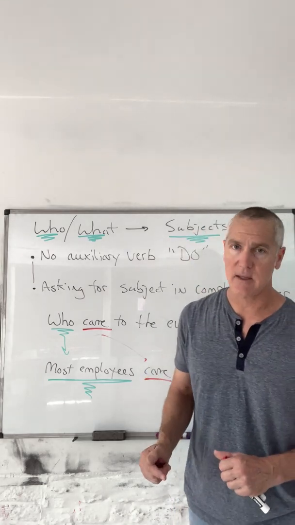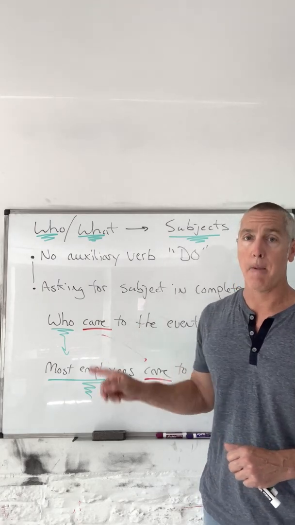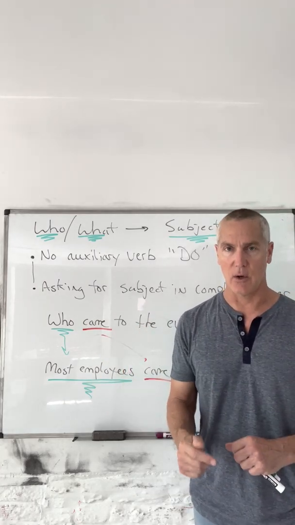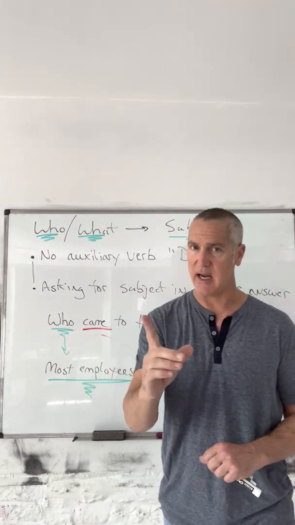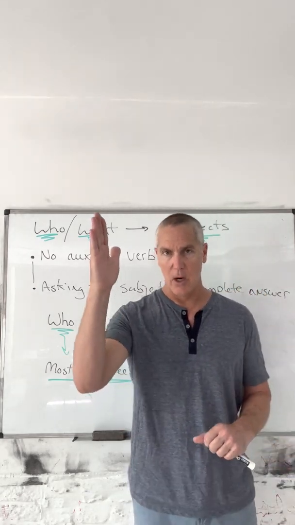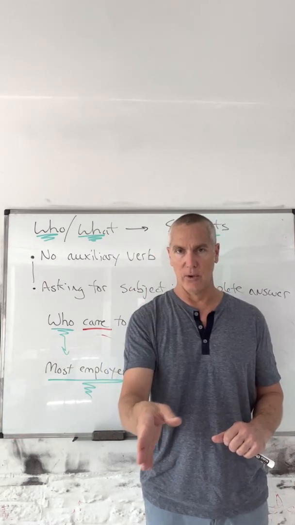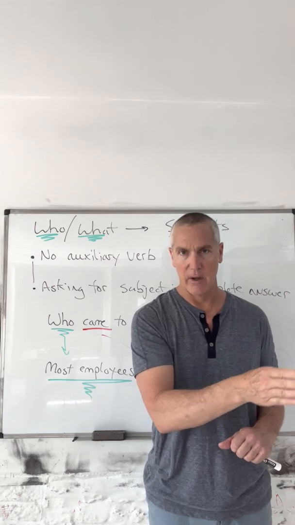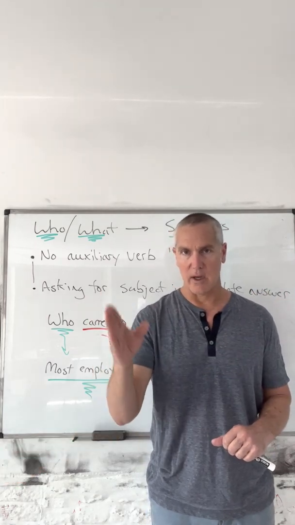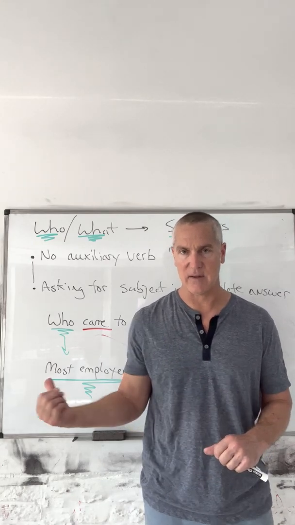It is not correct. We do not say this. Who did come to the event? No. Who came to the event? So there's an exception to the standard. Remember, standard word order is this. Question word, 1. Auxiliary verb, 2. Subject, 3. Main verb, 4. Question word, auxiliary verb, subject, main verb. That's standard. This is an exception.